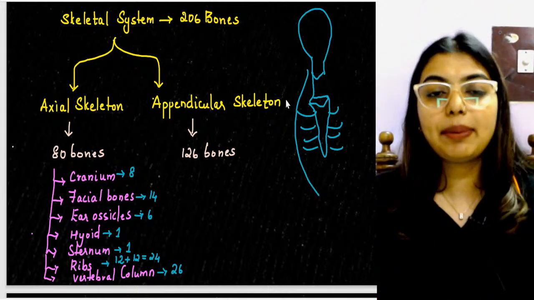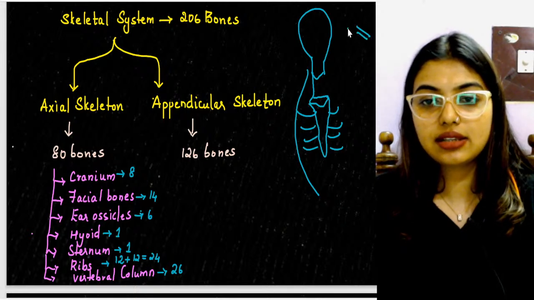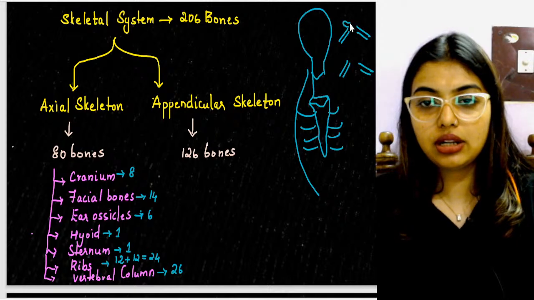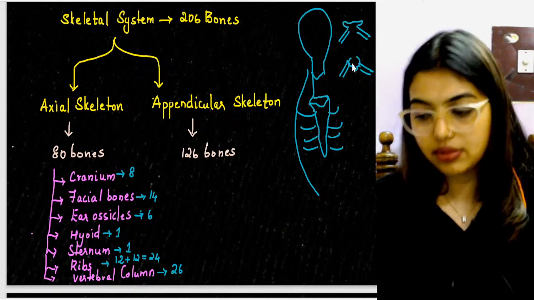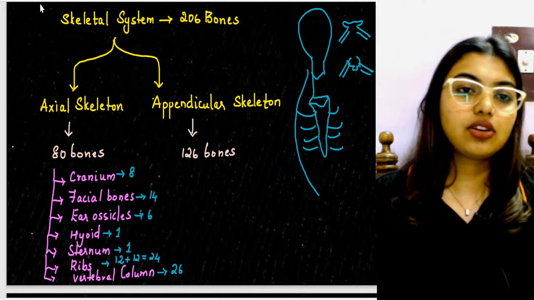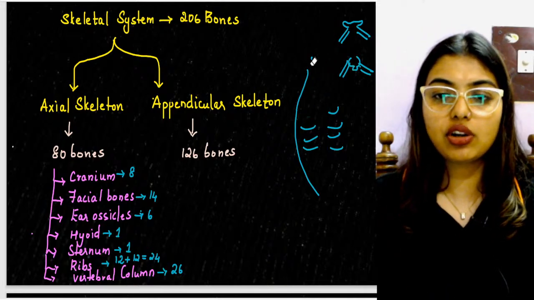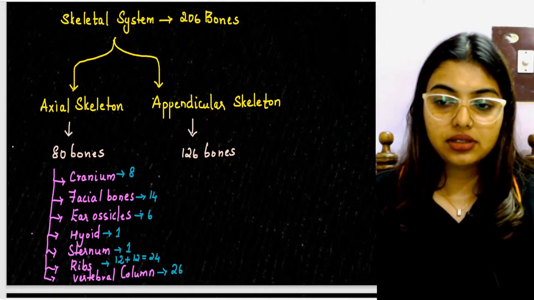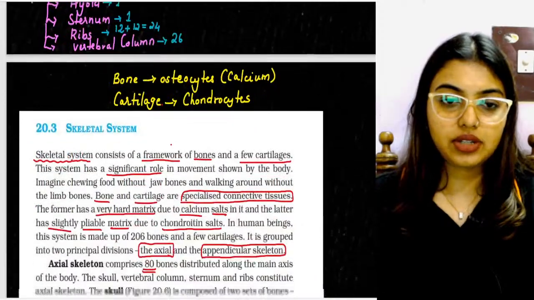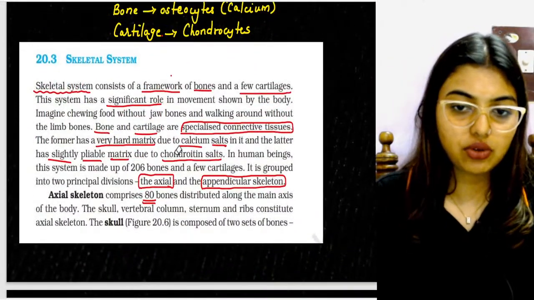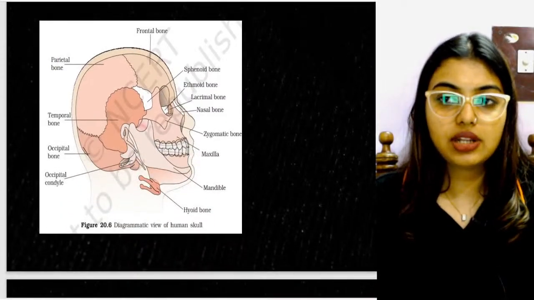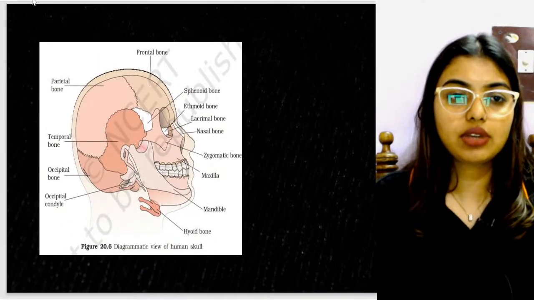But appendicular means what, students? Hands, legs, pectoral girdle, pelvic girdle. This makes your system. So got it? I'm going to erase this because it might haunt some student who is going to see these notes. Now that you have understood, we will go one by one. The skull is composed of 2 sets of bones. One is going to be cranium bones, the bones of your skull.